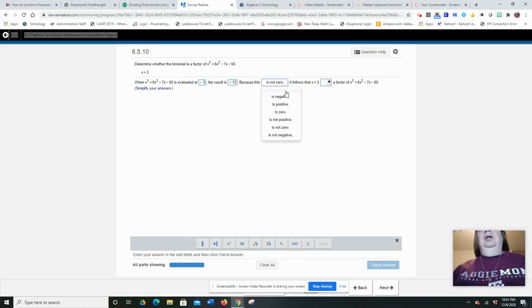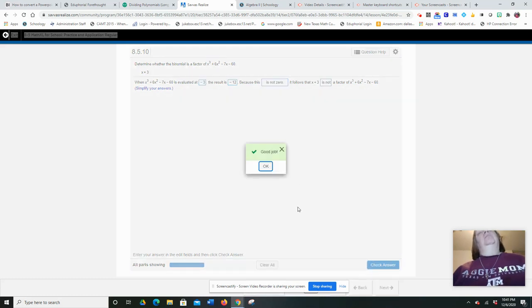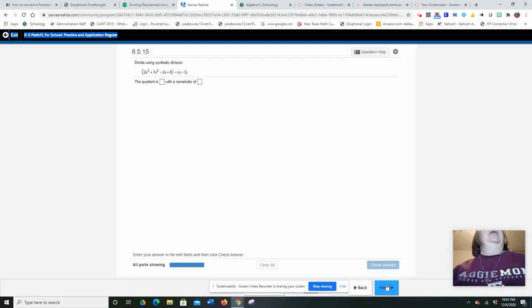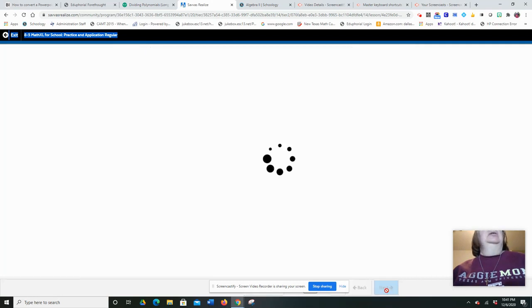Look at this drop down. Negative doesn't matter. Positive doesn't matter. What matters is 0 or not 0. If it's 0, it's a factor. If it's not 0, it's not a factor. Not 0, not a factor. Boom. There. Now I feel better. Okay. Divide using synthetic division. Easy peasy.